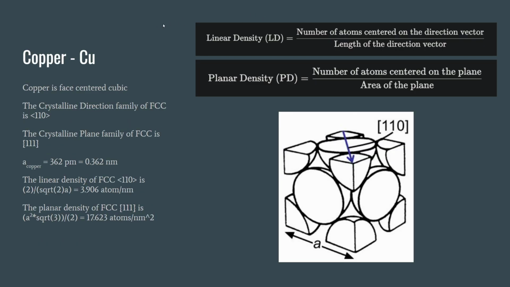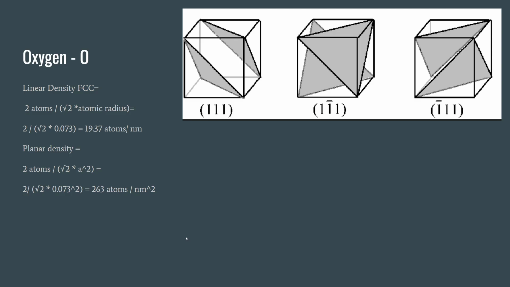Now, doing the same things for copper with the equations seen here, you get the values shown below. Once again, we use the same equations, of course, changed in respect to the lattices each time, and get values for oxygen. And to the right, we see a family for the 111 planar family.